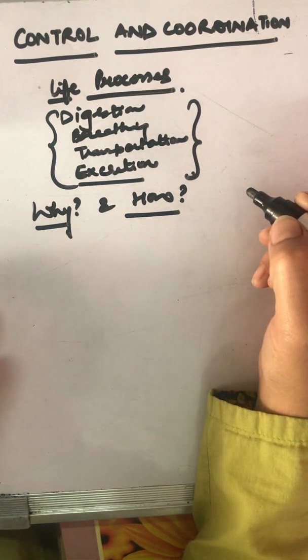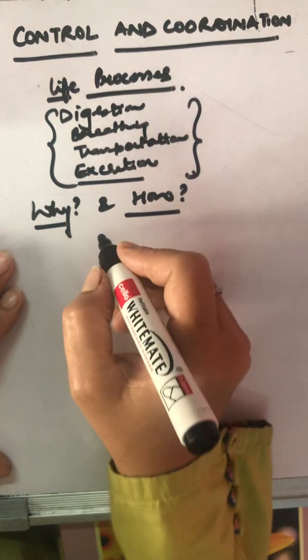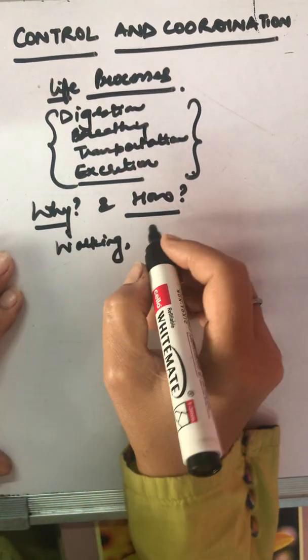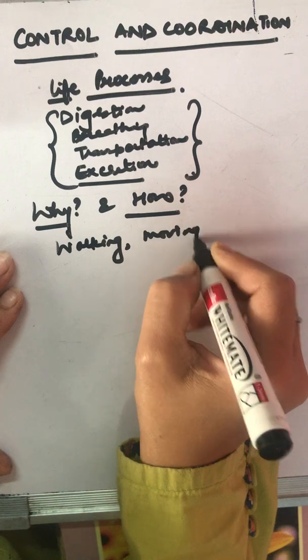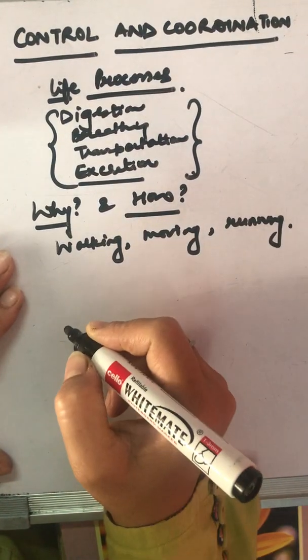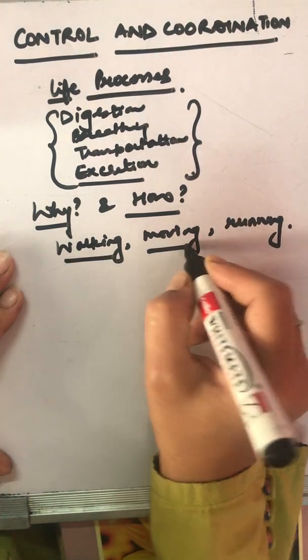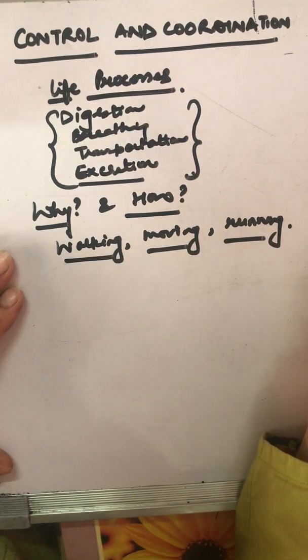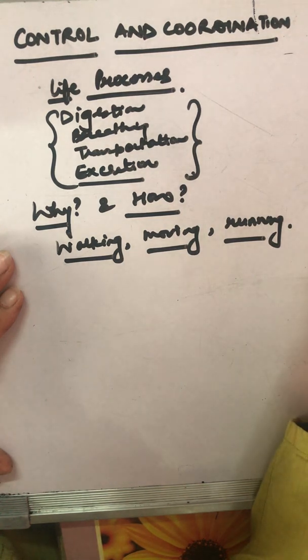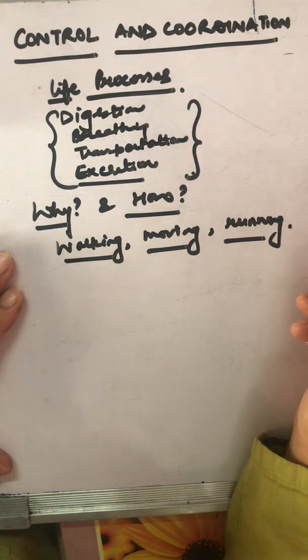Then if we look around, we say that yes, we are walking, we are moving, a cat is running. Clear? How and why? How is by the activity of our muscles. And why? Because we need to achieve that work.